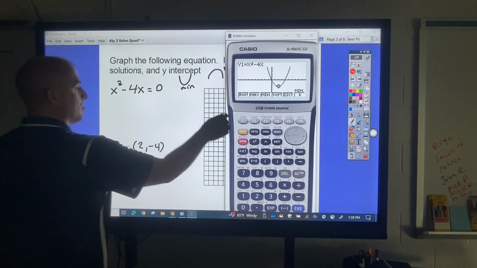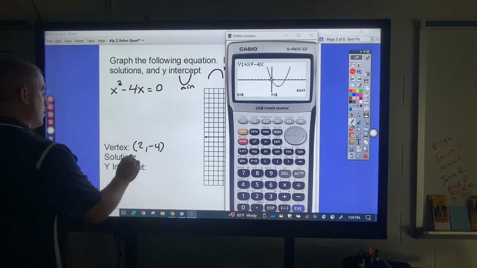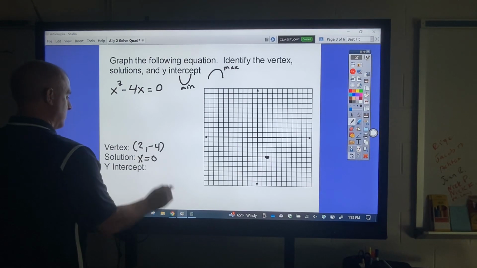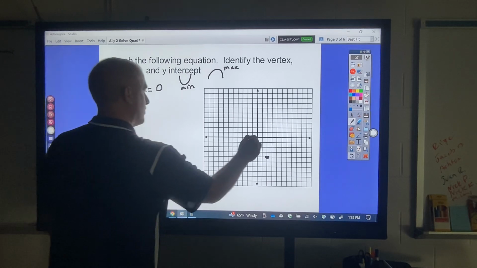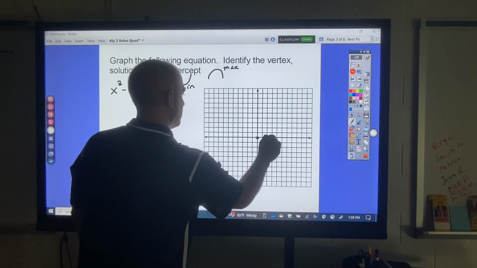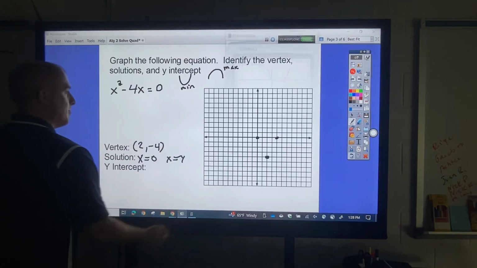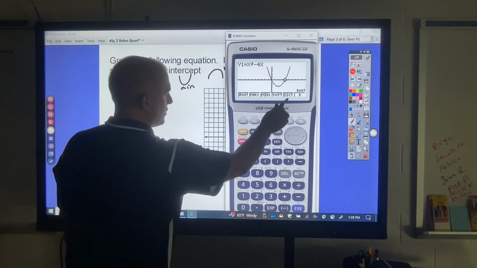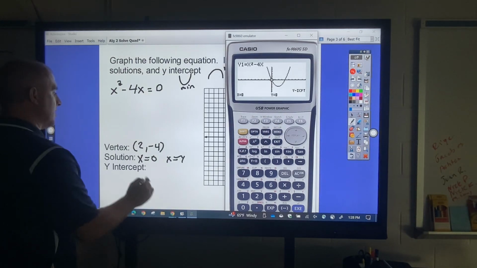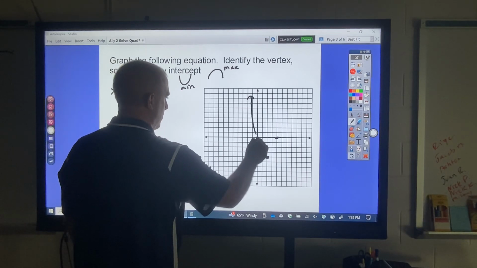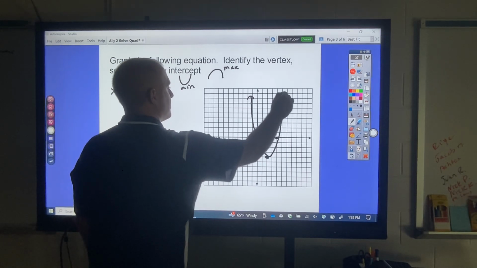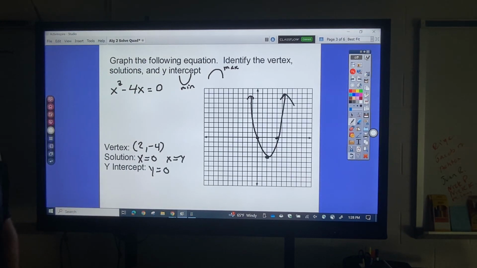I hit G-solve again. My solutions are the roots. That's what we just worked on. One of them would be at 0. If I hit over here, the other one's at 4. So 0 and 4. For my y-intercept, once again, G-solve y-intercept, which is F4, it's also going to tell me 0. And so then all I got to do is connect the dots that I have. And there is my quadratic.